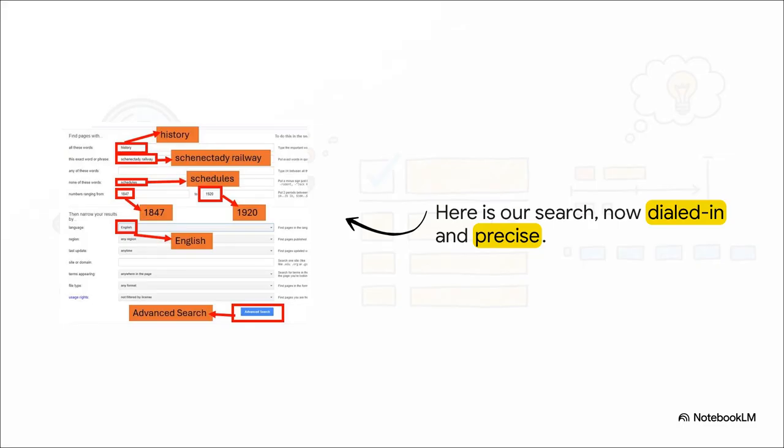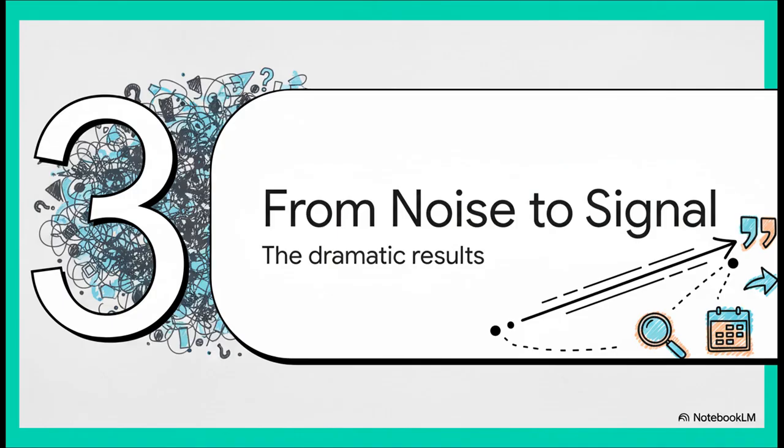And here's what it looks like all filled out for our example. We've got history as a general keyword, Schenectady Railway as our non-negotiable exact phrase, we're kicking out schedules, and we've set our time machine to the 19th and early 20th century. This search is ready to do some serious work. All right, now for the fun part, the big reveal. What actually happens when we hit the search button on this super specific dialed-in query? Let's see the difference it makes.